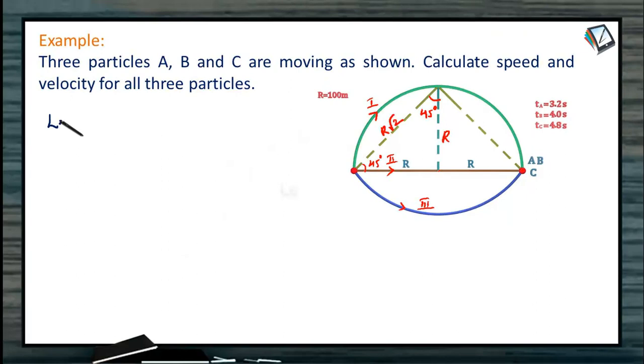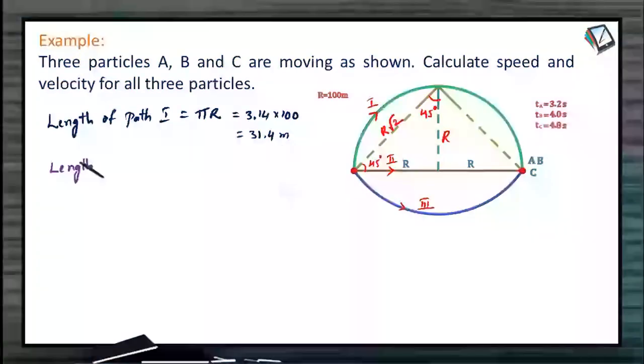So length of the paths that we can easily calculate, length of path 1 is equal to what? Half the circumference, and radius of this path is capital R. So it becomes 2 pi R upon 2, means pi into R. So pi R will be the length of the path 1. R is given to be 100 meter. So it becomes 3.14 into 100. So 314 meter is the length of the path 1, and length of path 2 is clearly 200 meter. It is R and R, 2R.